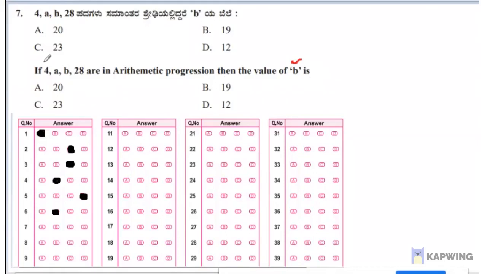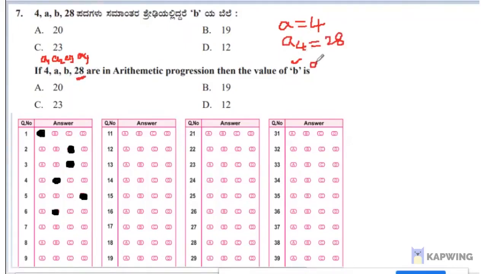We all know that in arithmetic progression, the first term is represented with A, the second term with A2, the third term with A3, and the fourth term with A4. Clearly, the first term is 4. I am writing A1 or A as 4. And the fourth term is given as 28. Here 28 is the fourth term.